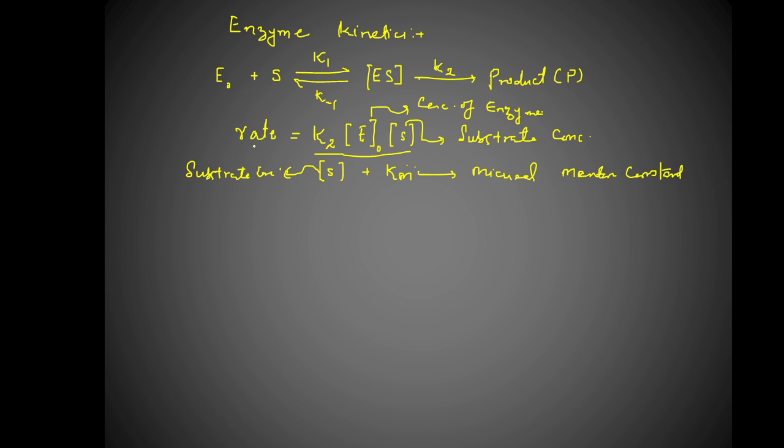So what we have to remember: rate is equal to K2 into E0 into S divided by S plus Km. I'll write this rate as R. So now my R is equal to this equation we have to remember. This is the most important relation. All the questions can be solved from this equation. This R is equal to K2 into E0 into S divided by concentration of substrate plus Km.